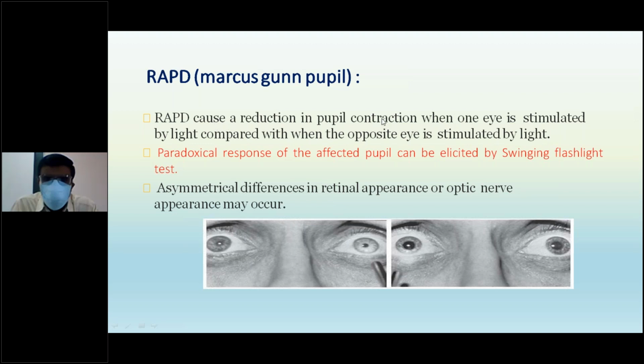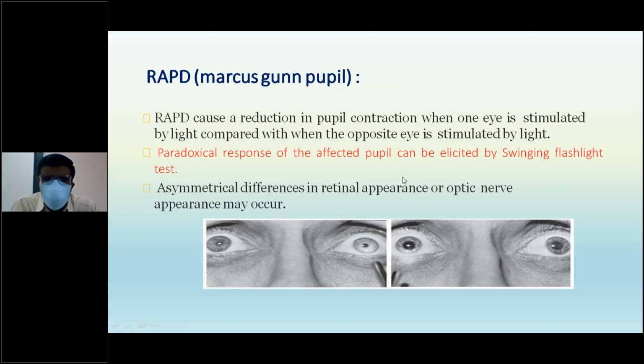RAPD causes reduction in the pupillary constriction when one eye is stimulated by light compared with the opposite eye stimulated by the light. There will be reduction in the pupillary constriction. That is called RAPD. The paradoxical response of the affected eye to light can be elicited by the swinging flashlight test.